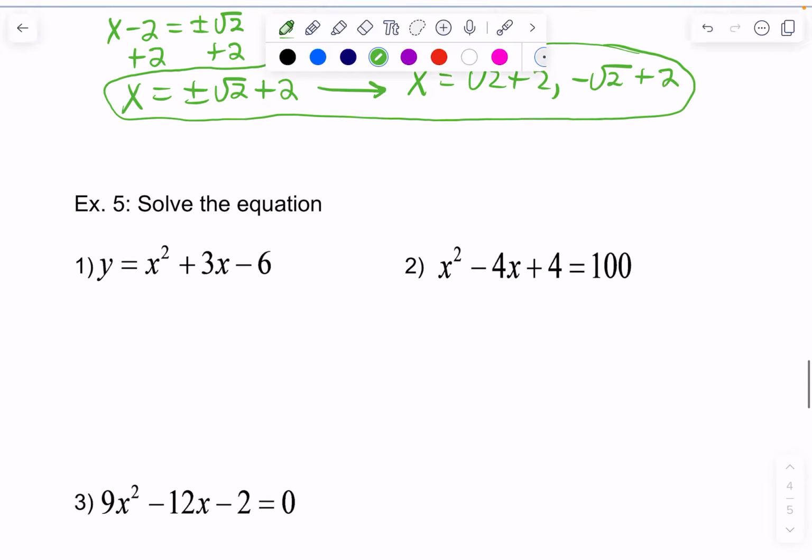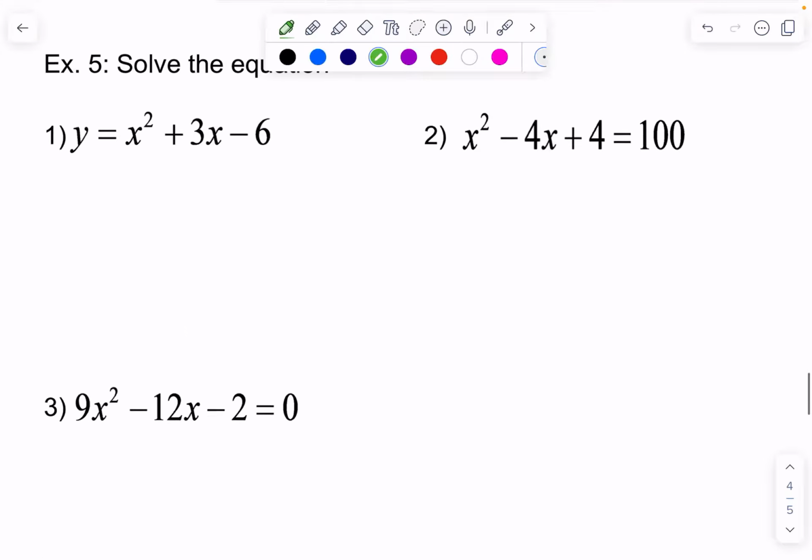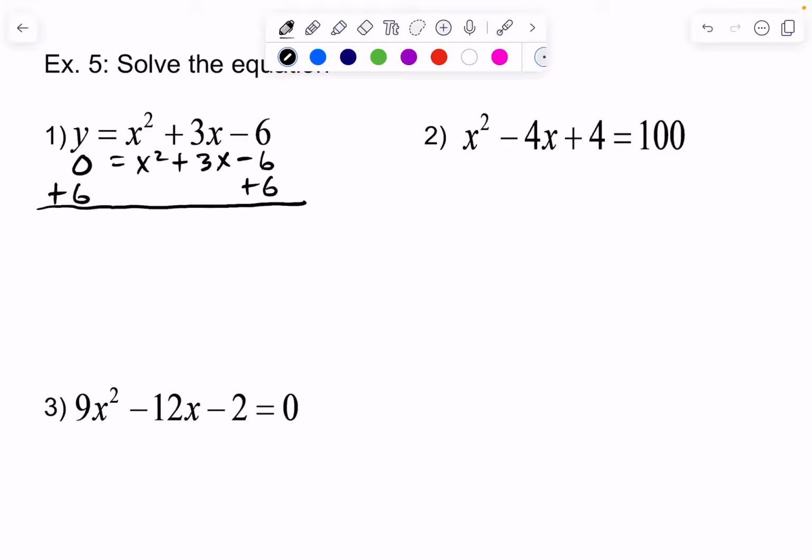All right, let's get to it. Let's solve each equation. Let's use completing the square. We're going to set y equal to 0, first of all. Got x squared plus 3x minus 6. Next step, we're going to go ahead and isolate the x squared and the bx. So I've got 6 equals x squared plus 3x.